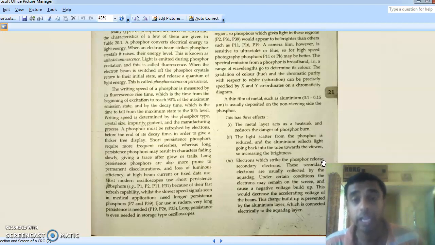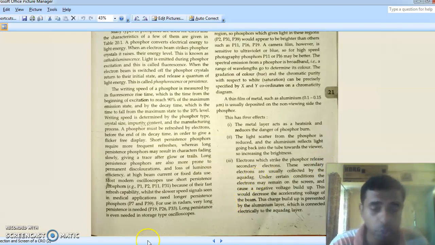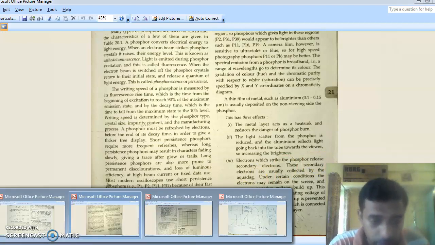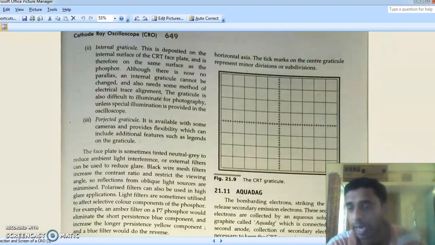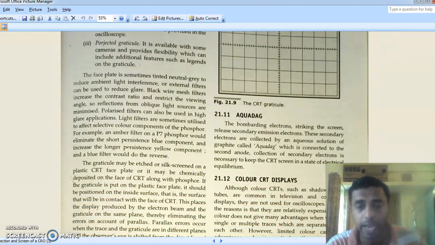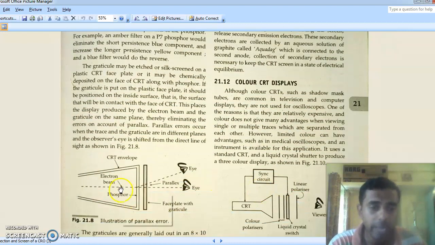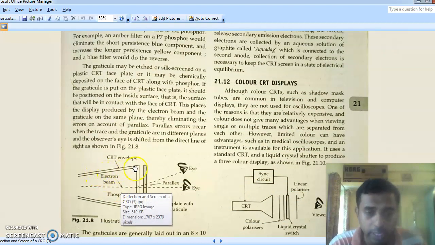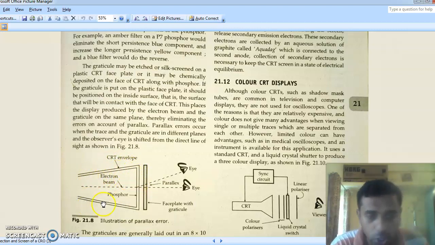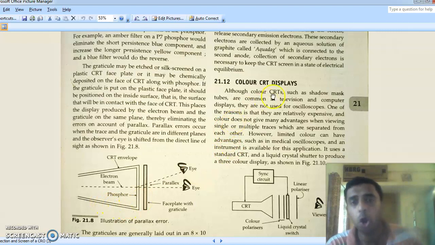The aluminum screen is connected to another thing called an aquadac. What is an aquadac? I will show that. This is my aquadac. There is a coating here, and this is called aquadac. All along the CRT tube we have this coating.